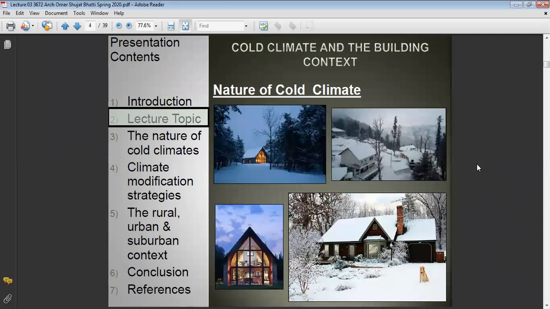The nature of cold climate, as you can see in the pictures, is depicting what kind of nature the cold climates have. Some of their parameters can be seen in the next slide, but this is how it appears. The picture on the top right is that of a local hill station called Murree, close to Islamabad. These are also some pictures from other high altitude areas where cold climates exist.